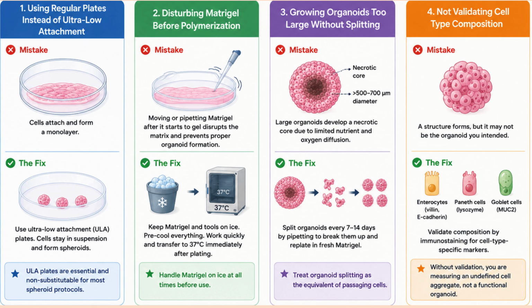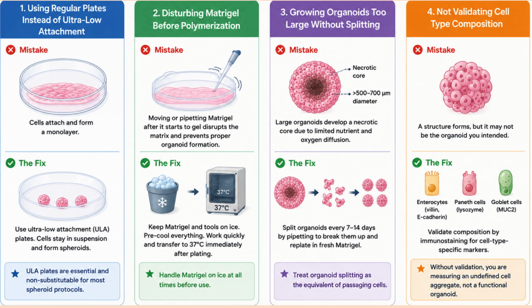Mistake 2. Disturbing matrigel before polymerization. The fix. Matrigel must be handled on ice at all times before use. Pre-cool all pipettes, plates, and tubes. Work quickly and transfer to 37 degrees Celsius immediately after plating. Moving, vibrating, or pipetting matrigel after it begins to gel produces a disrupted, uneven matrix that prevents proper organoid formation.